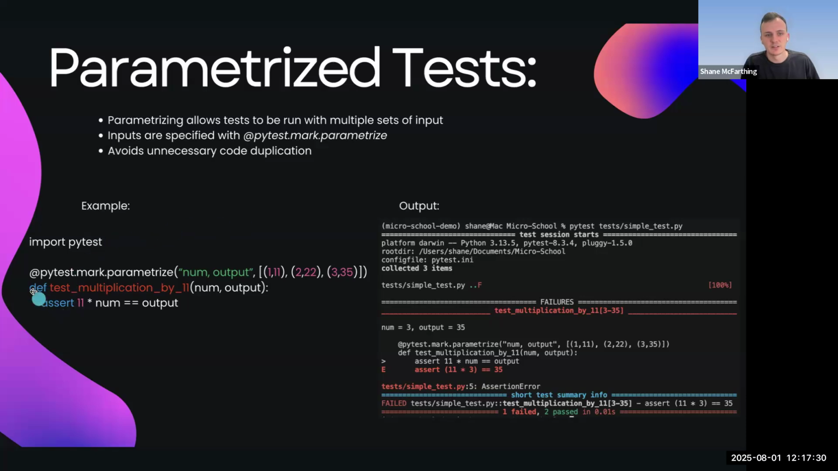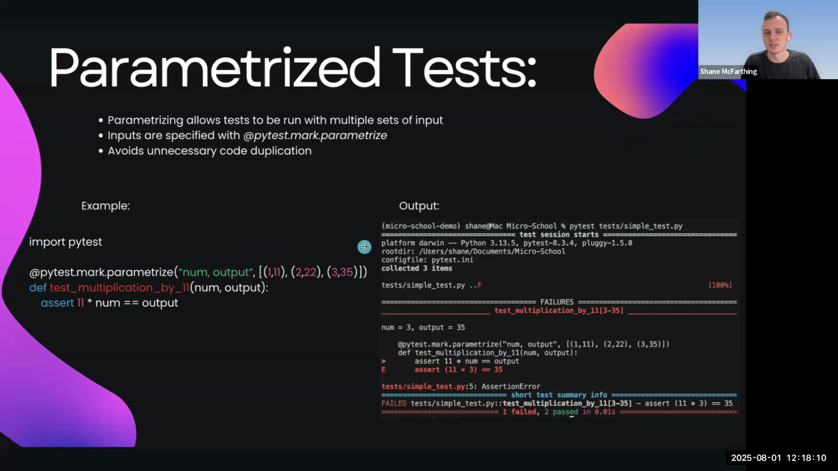In this case, we have a test function called test_multiplication_by_11. It takes a number and an output, and it makes sure that when you multiply the first argument num by 11, it's equal to the second argument, which is output. So we can test it with a bunch of different inputs by using the parametrize decorator. The first thing to do is to specify the order of the arguments. The first argument within the parametrize decorator is a description of how the arguments are ordered when passed to the function.